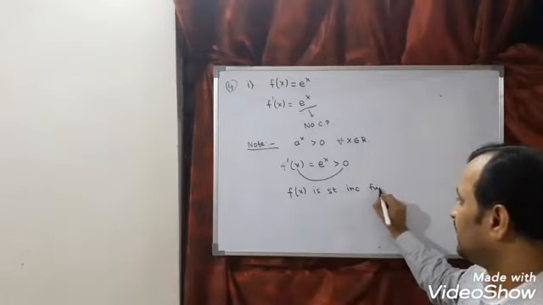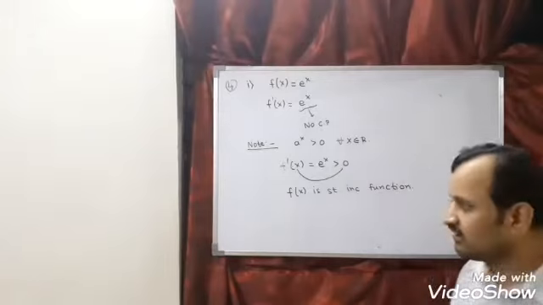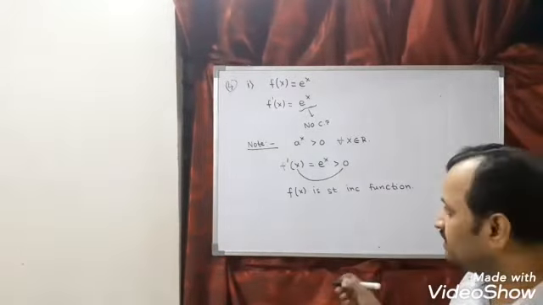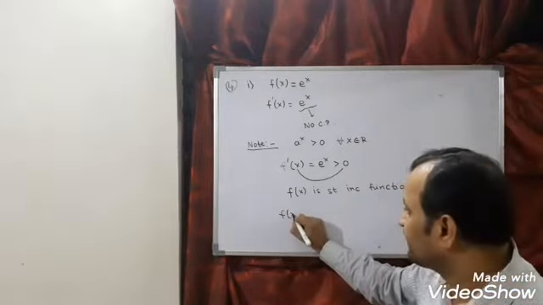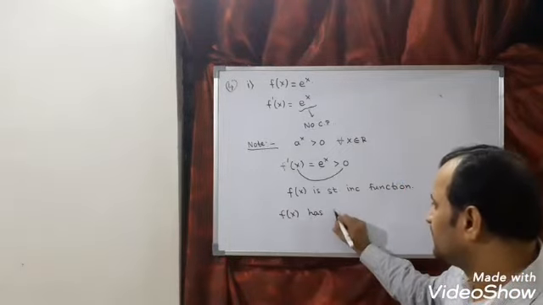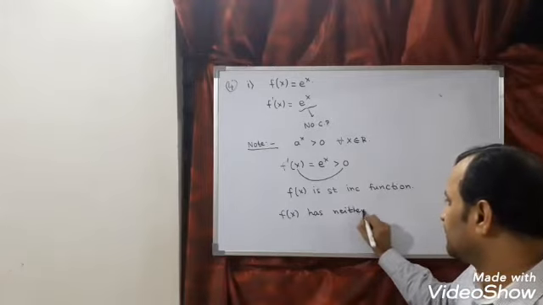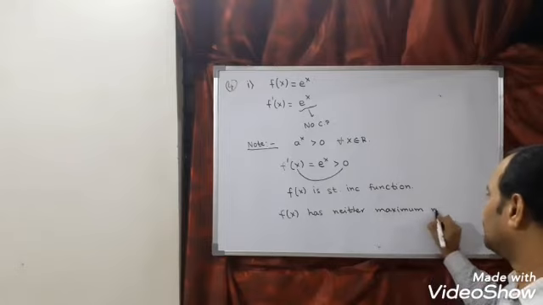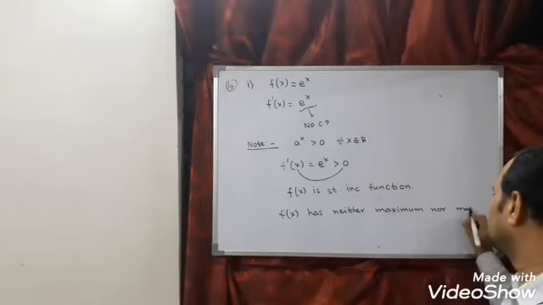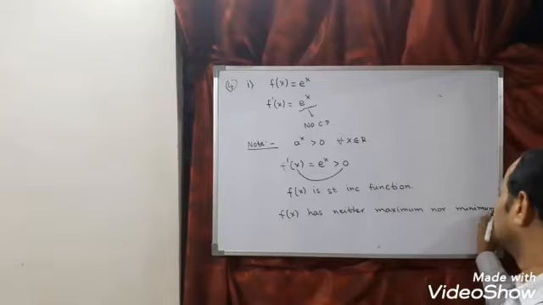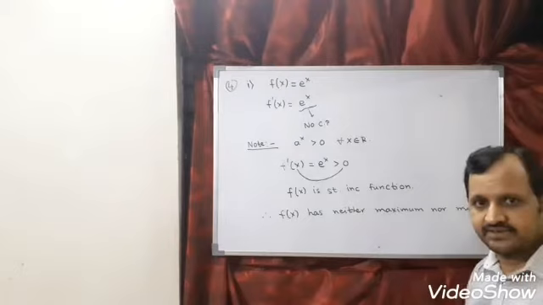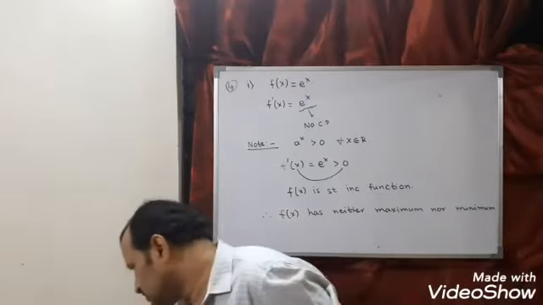And last class I told you, if the function is either strictly increasing or strictly decreasing, then the function will have neither a point of maximum nor a point of minimum. So here I can say f of x has neither maximum nor minimum. So I think the solution is clear. Let us see one more question.